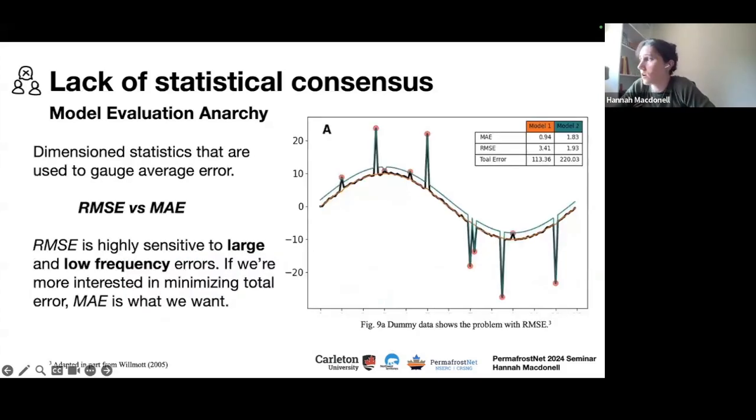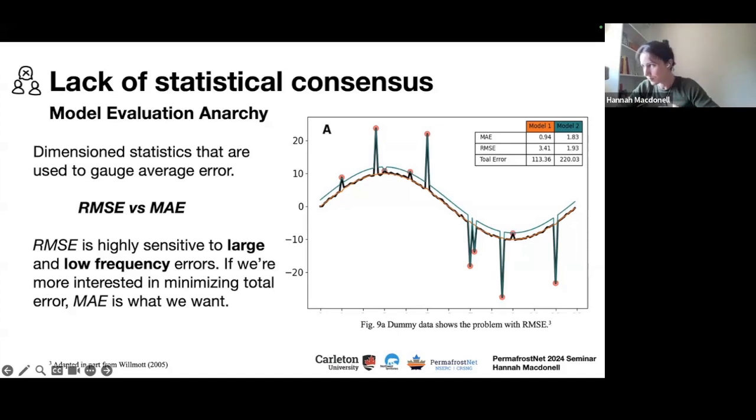So stats measure all kinds of different things. And the first group I'm going to speak to is this sort of dimension statistic, the group that tries to gauge average error. So here we have the example of root mean square error, which I'm sure many people are familiar with, and the mean absolute error. So these are 2 widely used statistics that describe average error over a study period. And root mean square error, despite its popularity, is known to be highly sensitive to large and low frequency outliers.